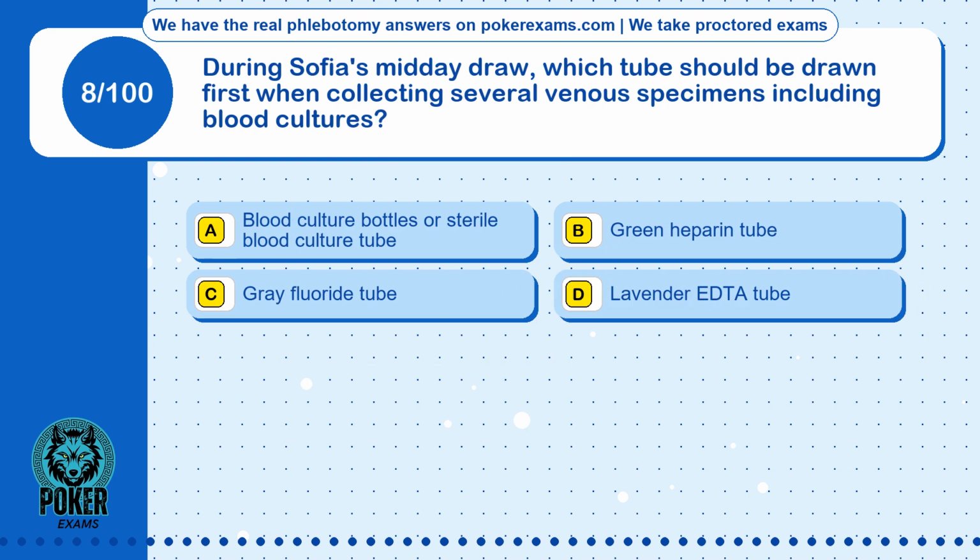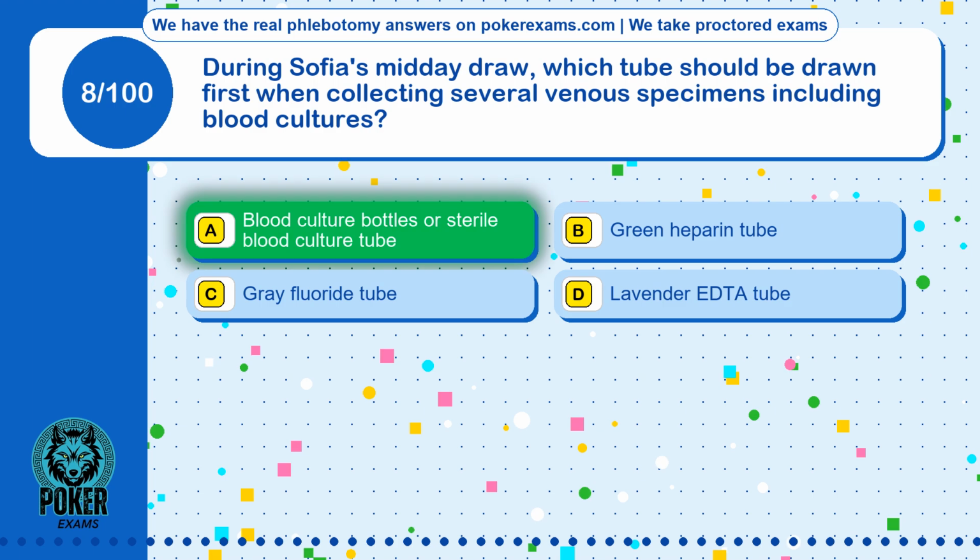Question 8. During Sophia's midday draw, which tube should be drawn first when collecting several venous specimens including blood cultures? Option A. Blood culture bottles or sterile blood culture tube. Option B. Green heparin tube. Option C. Gray fluoride tube. Option D. Lavender EDTA tube.